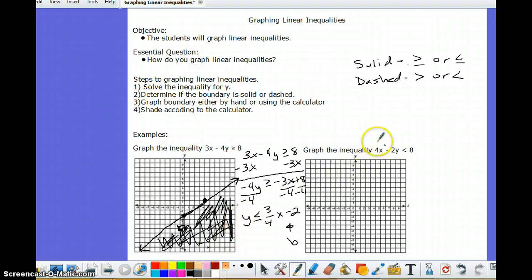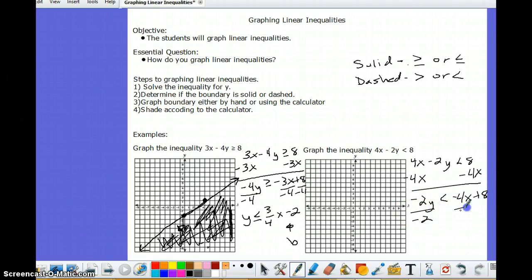Alright, so for the next one, if you want to put this in the calculator and just use the calculator, we can do that. Alright, we still have to solve for y. Alright, so we're going to subtract 4x from both sides. So that's negative 2y is less than negative 4x plus 8. Divide by negative 2. And you get y is greater than, remember, divided by negative, so I have to flip. Negative 4 divided by negative 2 is positive 2. 8 divided by negative 2 is negative 4.